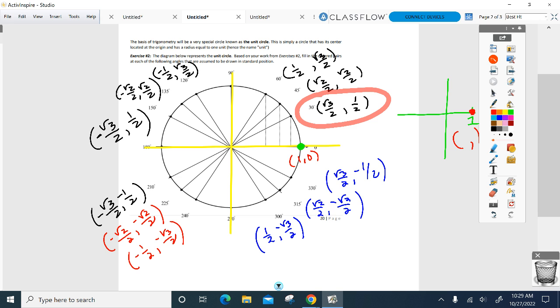How about the point at the top here at 90? What's the point on the unit circle at 90? (0, 1). They have a length of 1. How about 180? (-1, 0). And then at the bottom, 270 is going to be (0, -1).